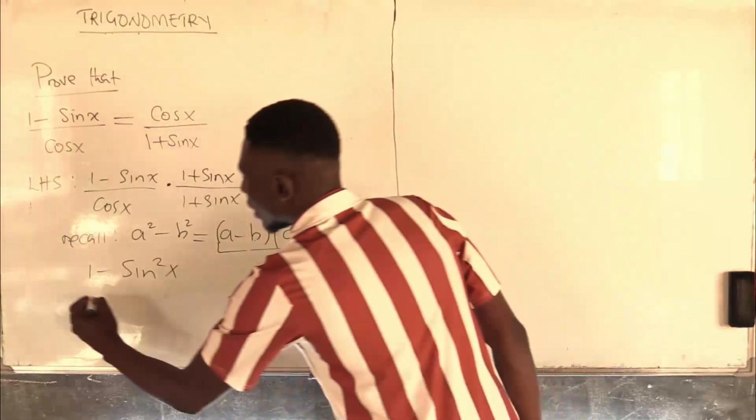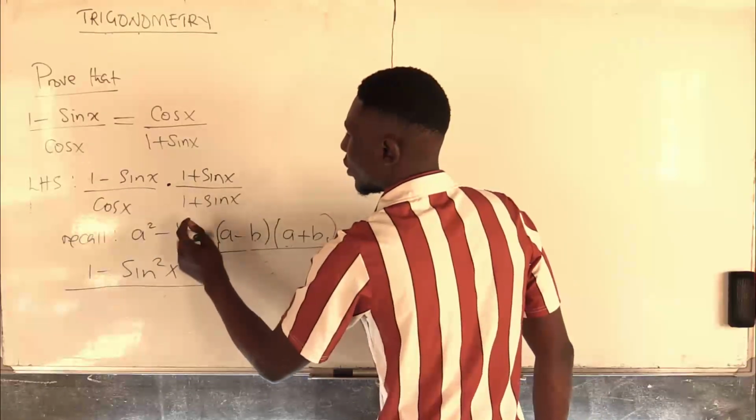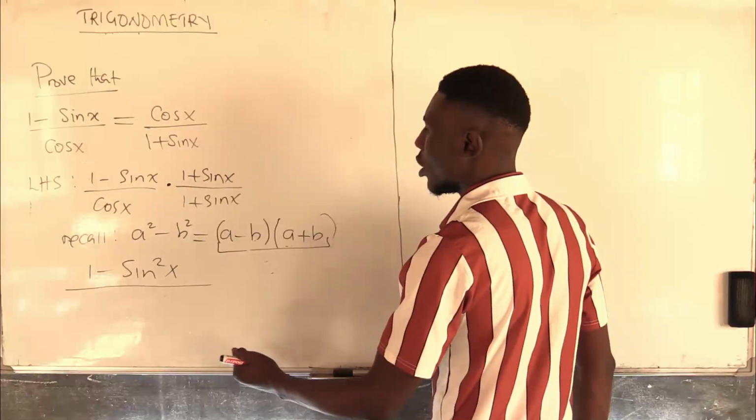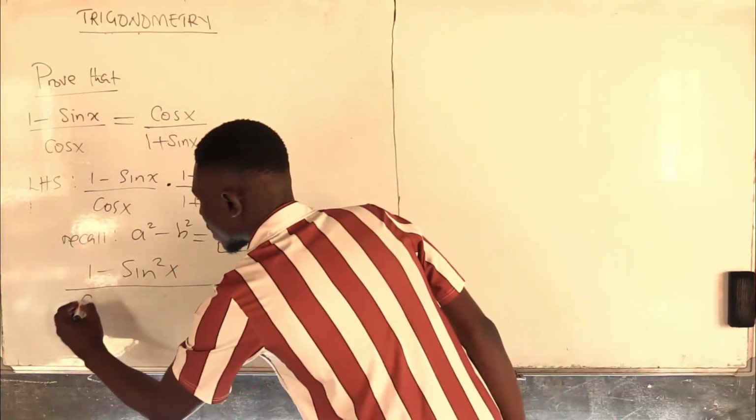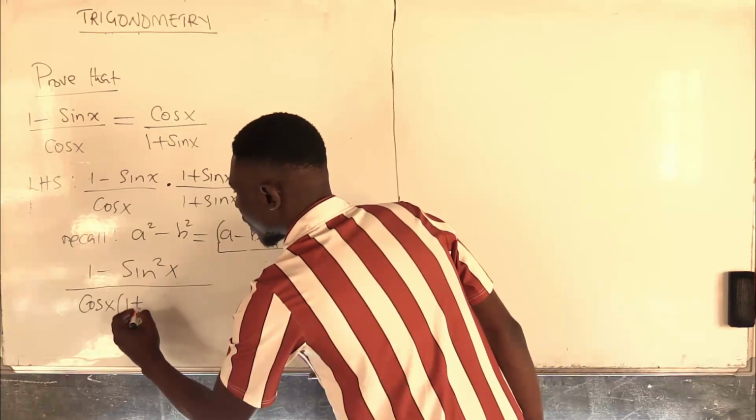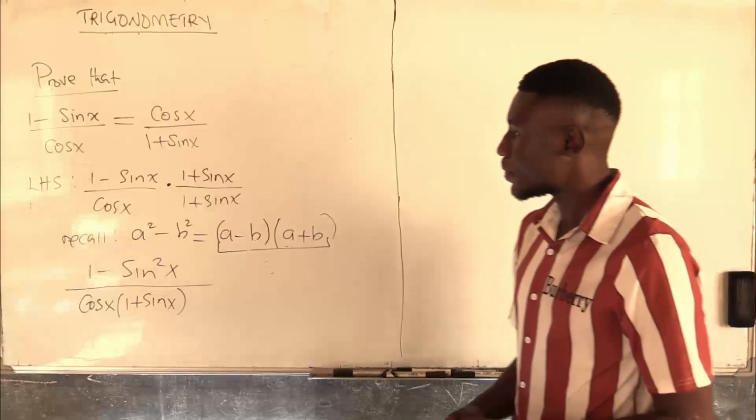And this is being divided by, you have to multiply this with that. You can say cos x times 1, cos x times sine x, for which you still need to factorize. So we'll just write it like this, cosine of x, open bracket, 1 plus sine x, to show to say these two are multiplied.